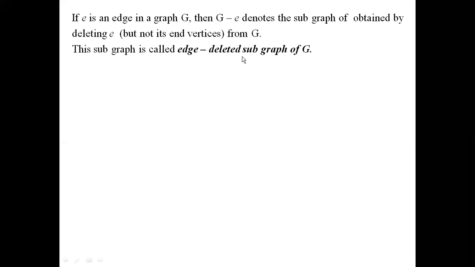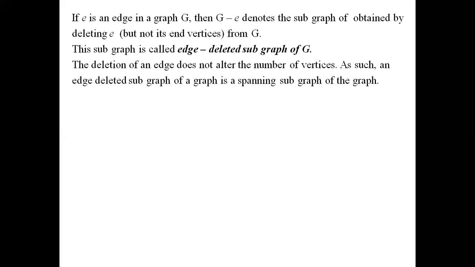So when we delete a vertex, automatically all the edges incident on that vertex get deleted. Whereas when we delete an edge from the graph G, only the edge that we want to delete will be deleted. The end vertices of that edge will remain as they are. So this is the edge deleted subgraph for us.